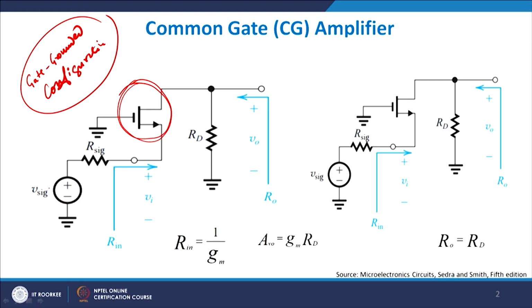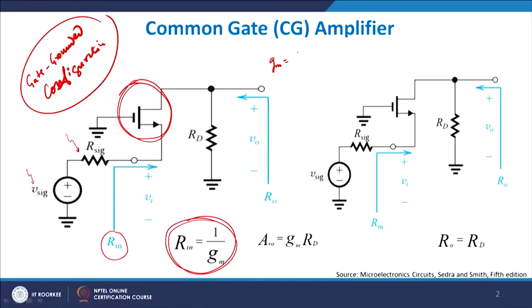So, Vsig is my input signal and Rsig is the resistance offered by this voltage source, in series with it, typically relatively very small, and Rin is basically the resistance offered by the device looking from the source side. Looking from the gate side it was infinitely large because there was an oxide layer, but looking from the source side it is not infinitely large; the typical value is 1 by gm. I will not derive it here, but if you look into a MOS device from the source side, the resistance offered by it is 1 by gm.